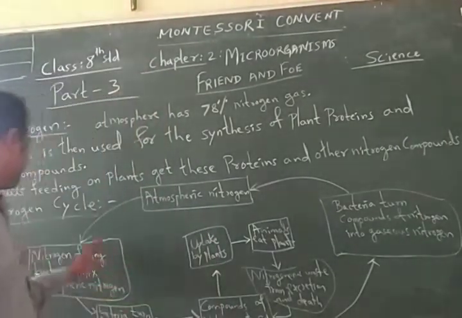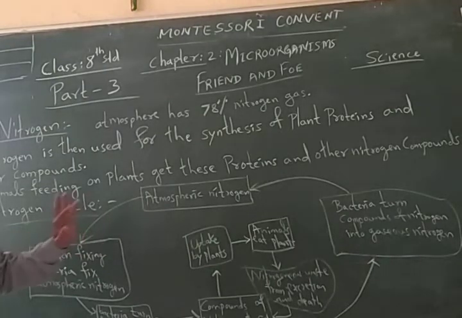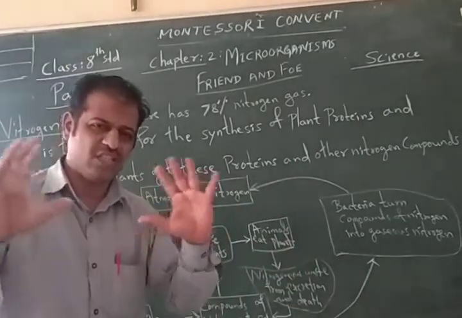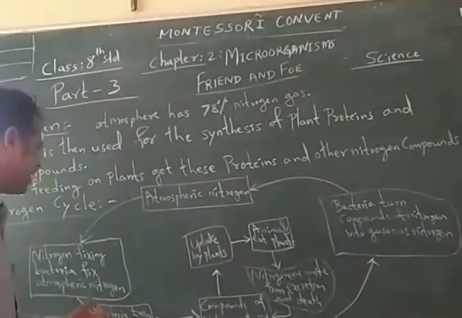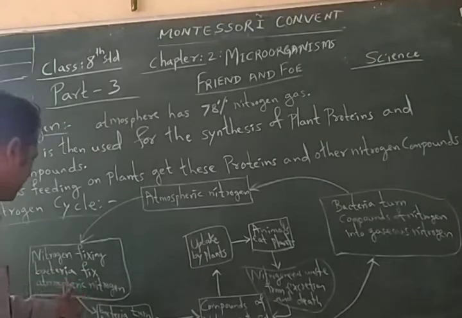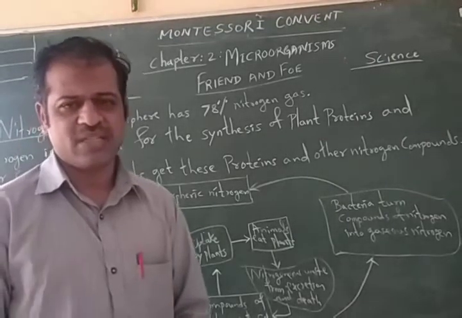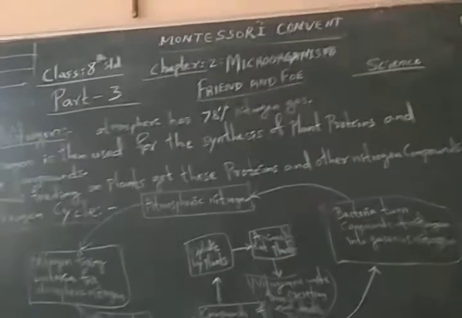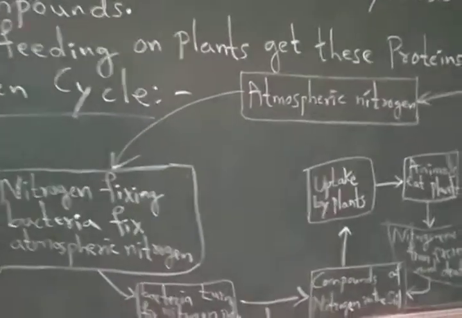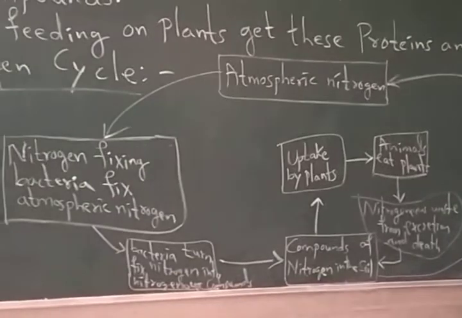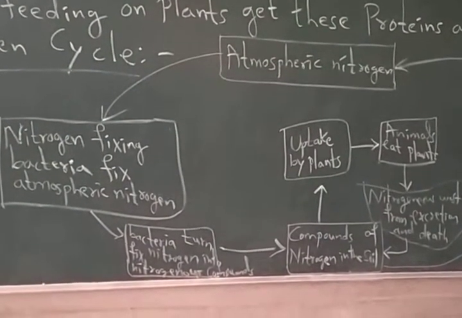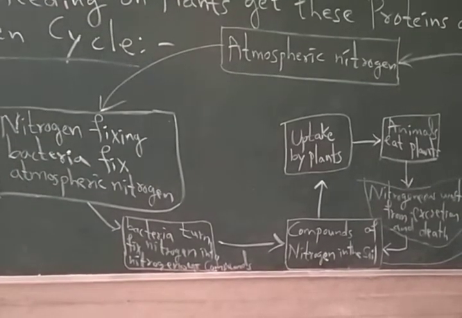Here we study the nitrogen cycle. First of all, in the atmosphere, nitrogen is there. Then what happens? Nitrogen fixing bacteria fix the atmospheric nitrogen.